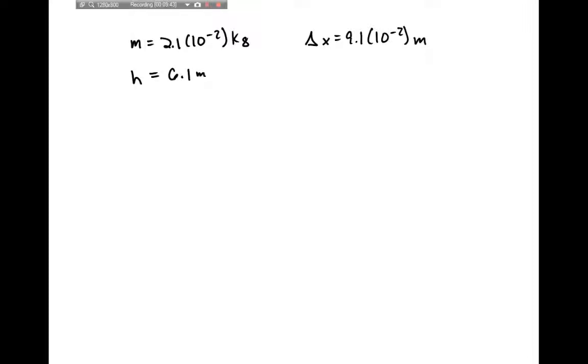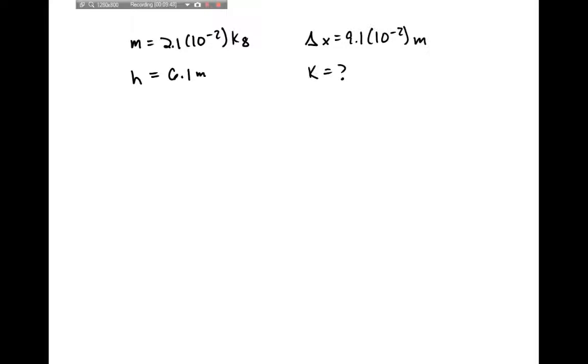So again, let's write down what we were given. We were told that the mass of the pellet is equal to 2.1 times 10 to the minus 2 kilograms, and that the distance the spring is compressed is equal to 9.1 times 10 to the minus 2 meters. The spring is going to fire the mass straight up into the air, and the maximum height it is going to achieve is 6.1 meters. And the question was, what is the spring constant of the spring?